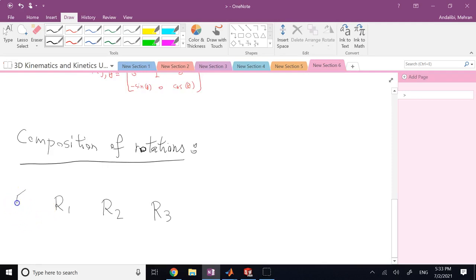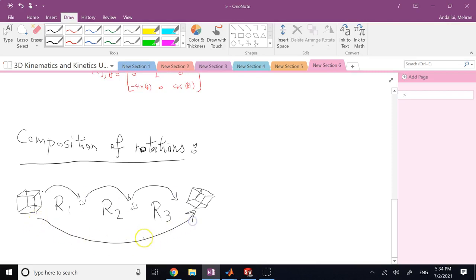So this is my initial part. And I rotate it several different ways, and finally maybe I end up with something like this. So here is something intermediate. I'm not going to draw it. Here is something intermediate, okay? So can I directly go from the first one to the last one by one single rotation? Yes, as long as that rotation is what? R1 times R2 times R3. As long as it's the product of them from the first one all the way to last one, we call it pre-multiplication, then yes, you can combine all of them into one rotation matrix.